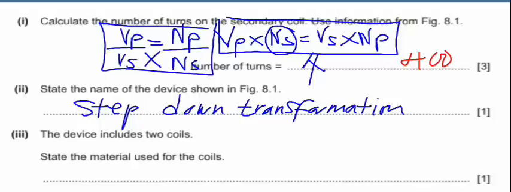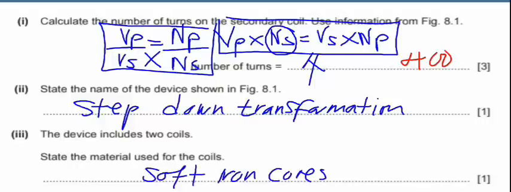Then Roman numeral 3 says the device includes two cores. State the material used for the cores. Usually they use soft iron cores. So I'm just going to say soft iron cores. Let's see the next question.